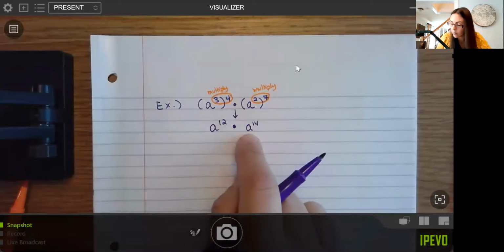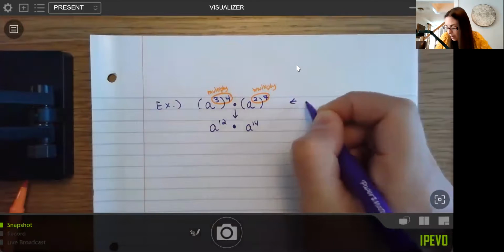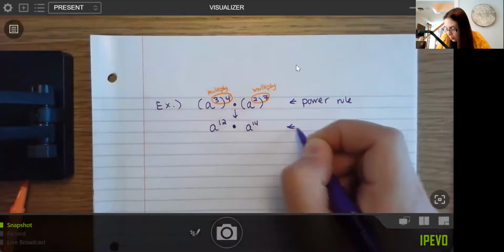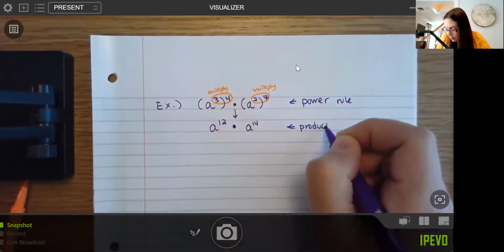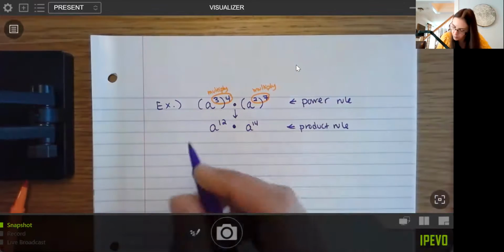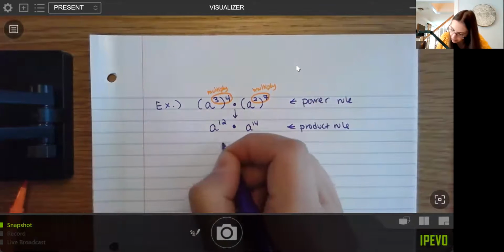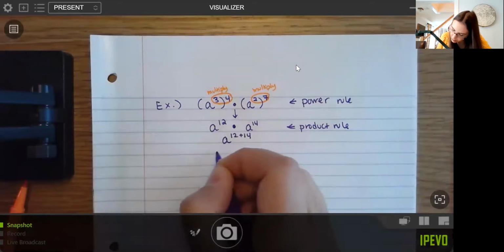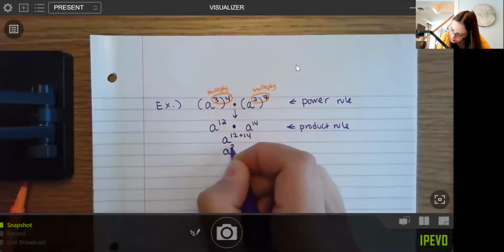So this is now that product rule. So this is the power rule. This is now the product rule. So we're going to do a to the 12 plus 14, which is a to the 26th power.